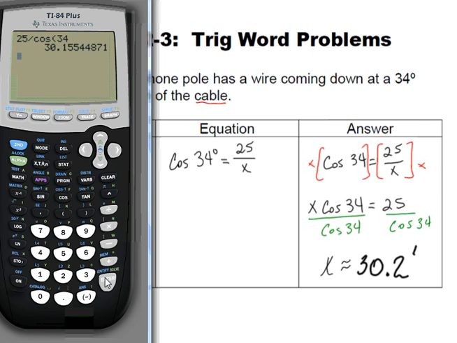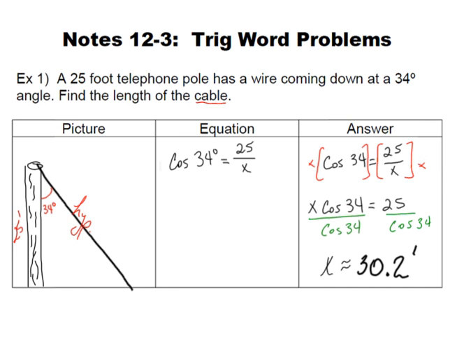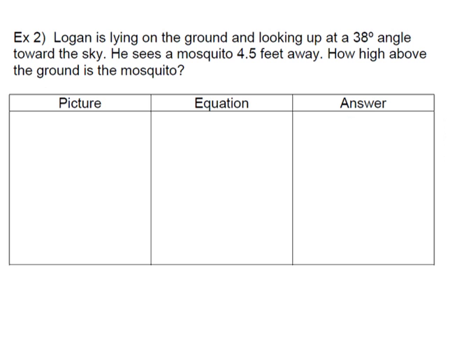Looking at our next example. Our next example says Logan is lying on the ground looking up at a 38-degree angle toward the sky. He sees a mosquito 4.5 feet away. How high above the ground is the mosquito?